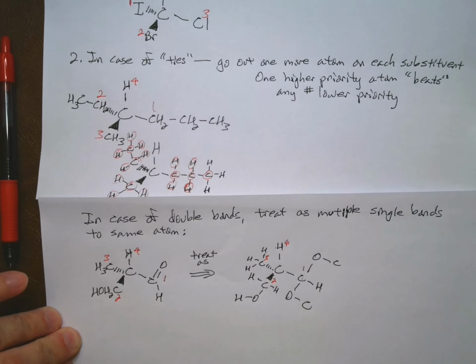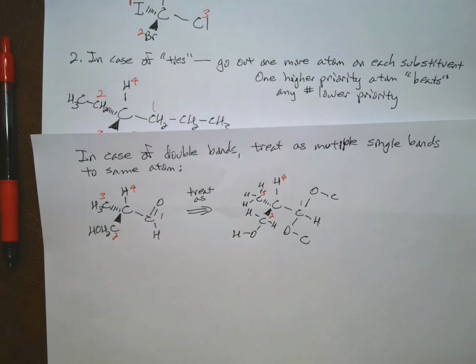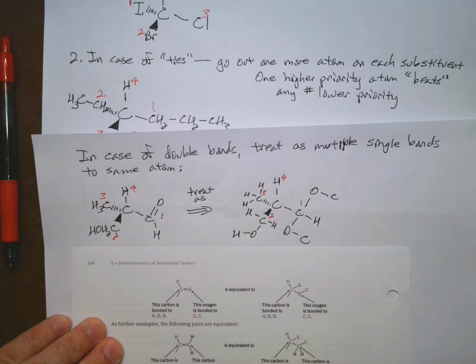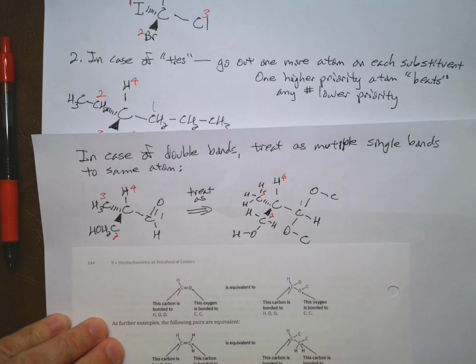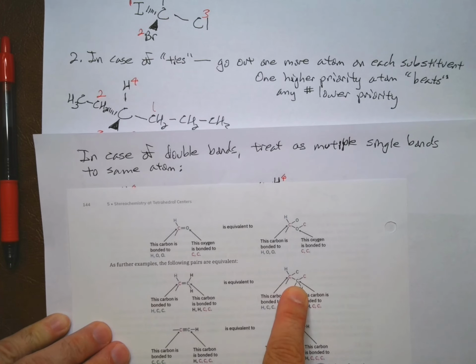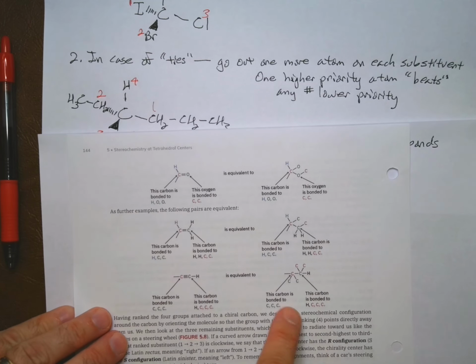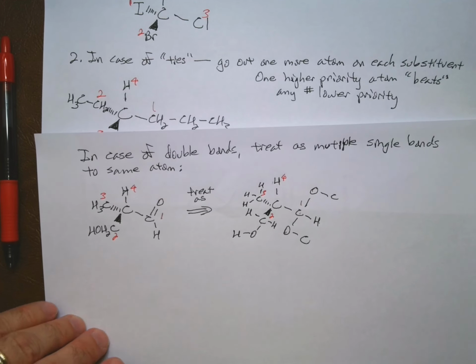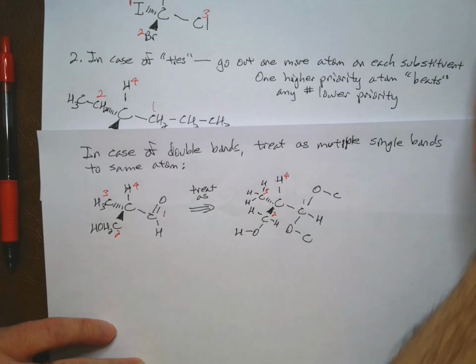Okay? And you can take a look at the text to see some examples, and I do recommend this. Let me just pull that page out of the textbook. So here's what it's treated as, and here's a double bond, which would be treated as this. And then a triple bond would be treated as each carbon being attached to two carbons. Okay, so it takes a little bit of practice, but once you get the hang of it, it should be relatively straightforward.